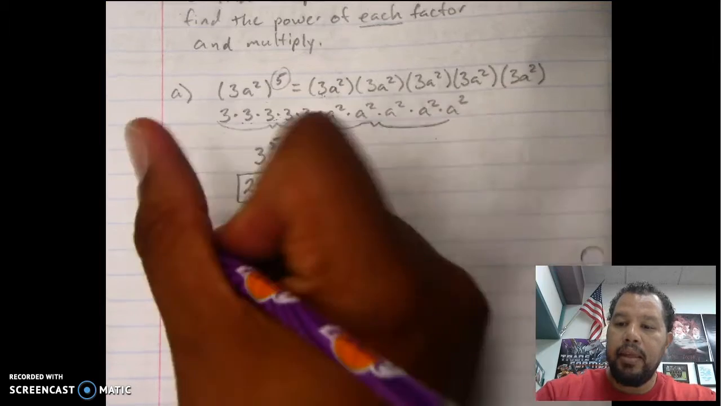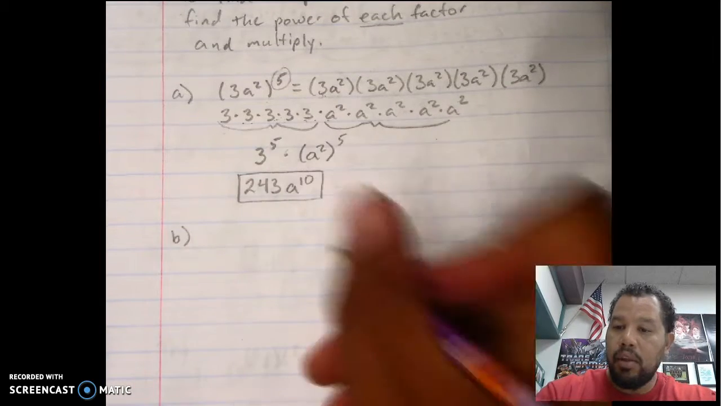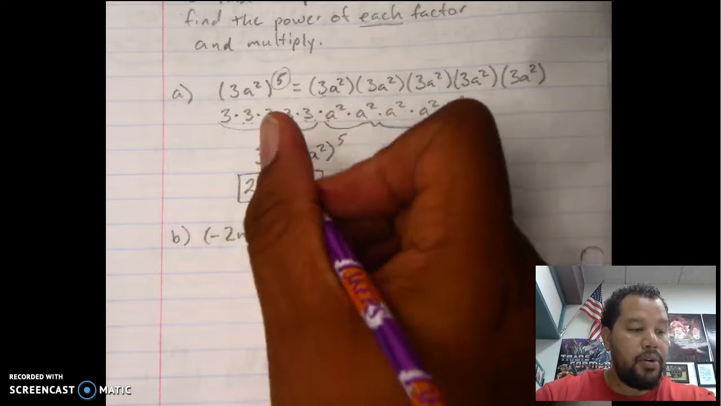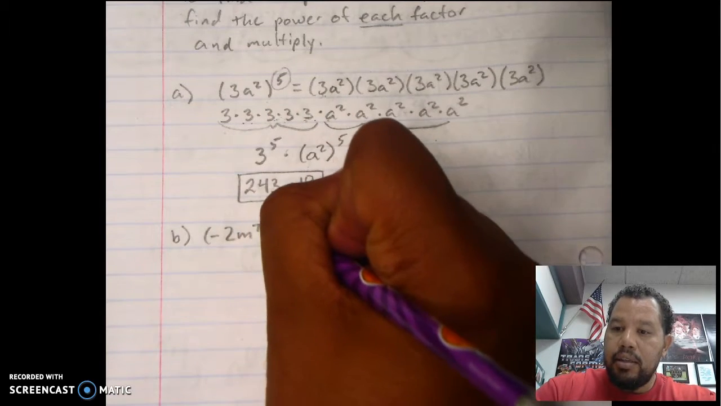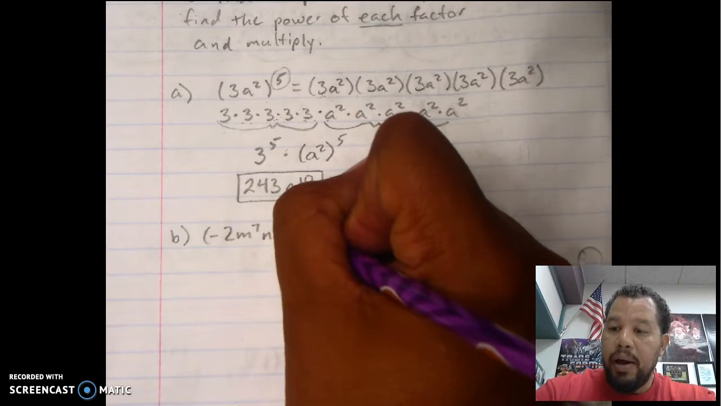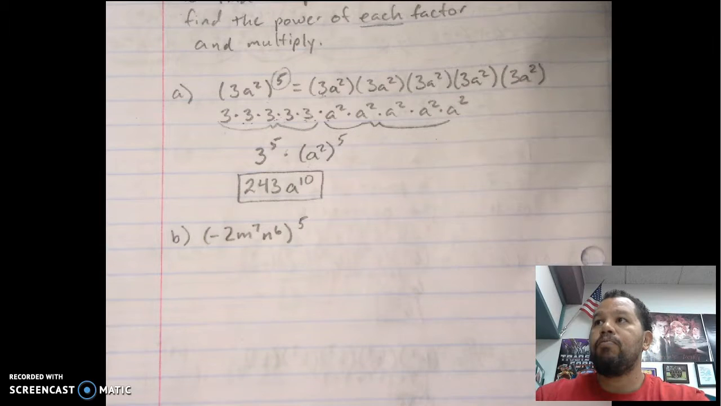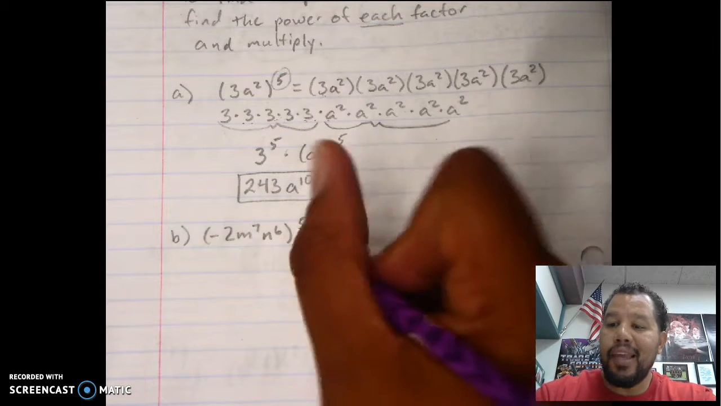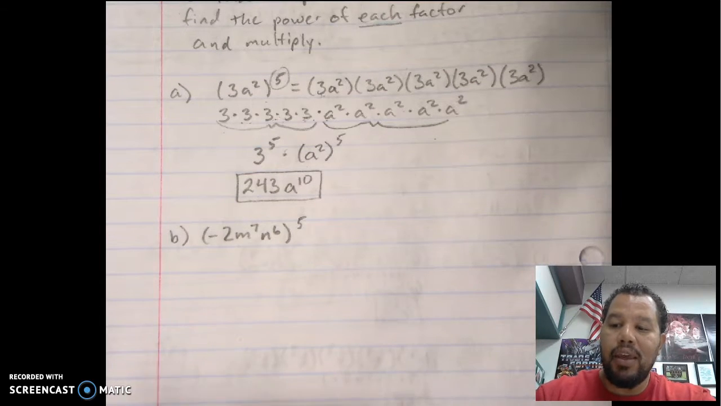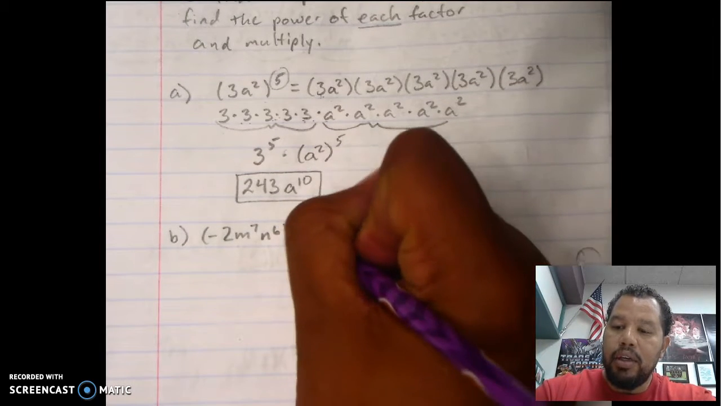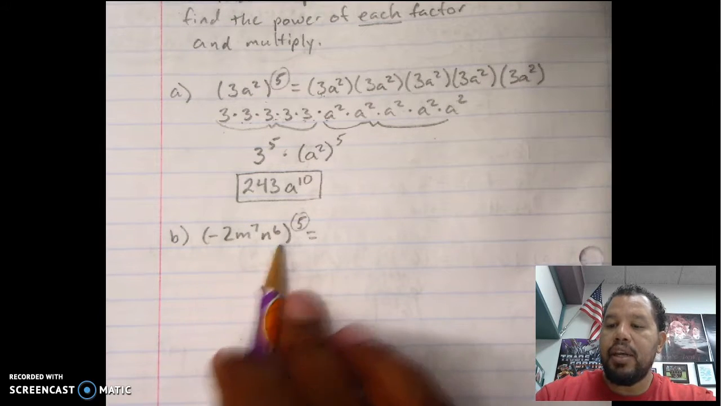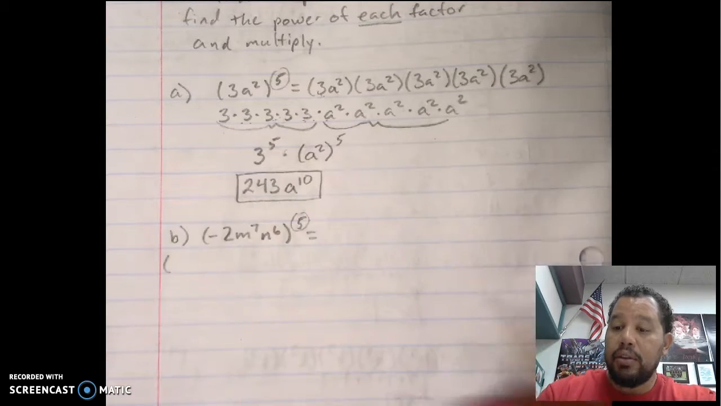Okay, Example B. Say we have negative 2, m to the 7th power, n to the 6th, and we raise this to the 5th power. So same thing, even though now we have an extra variable, we still have the same step. We're going to deal with that outside exponent right there. So that means I'm going to have 5 sets of these parentheses. That's going to take up a lot of space.